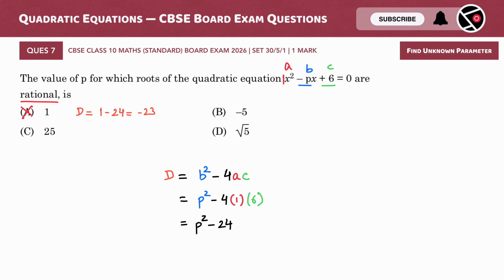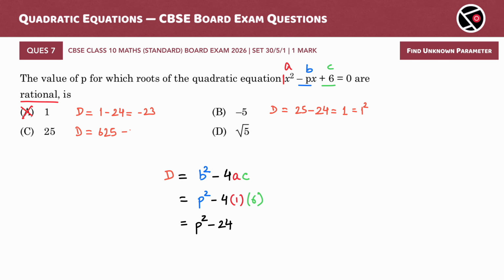For option B, D is 25 minus 24 or 1, which can be written as 1 square. We have a perfect square here. For option C, D is 625 minus 24 or 601. Not a perfect square. For the last option, D is 5 minus 24 or minus 19. We reject option D. B is our choice.